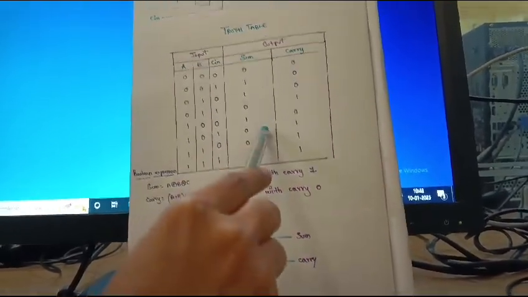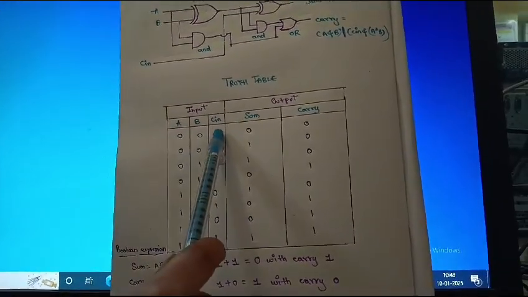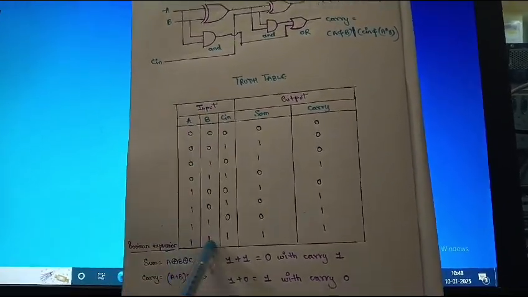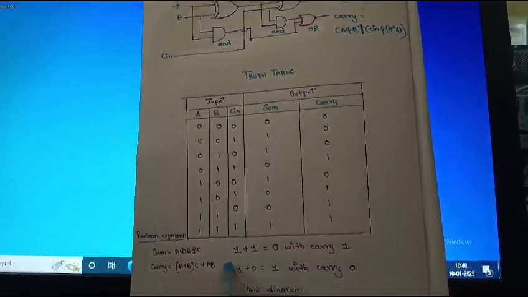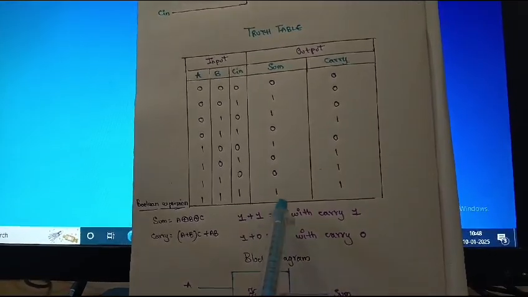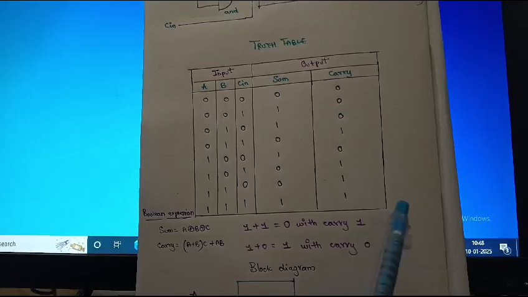Now let's go to the truth table. Here the possible combinations are 3 inputs, which give 8 possible input combinations, and this is the sum and this is the carry. So we know that 1 plus 1 is equal to 0 with a carry of 1, and 1 plus 0 equals 1 with a carry of 0.